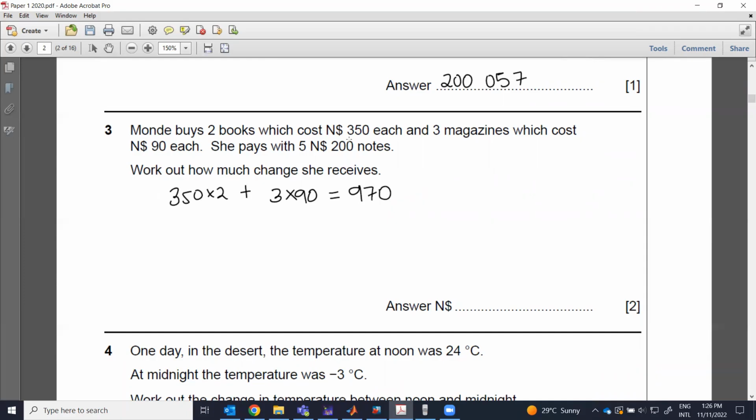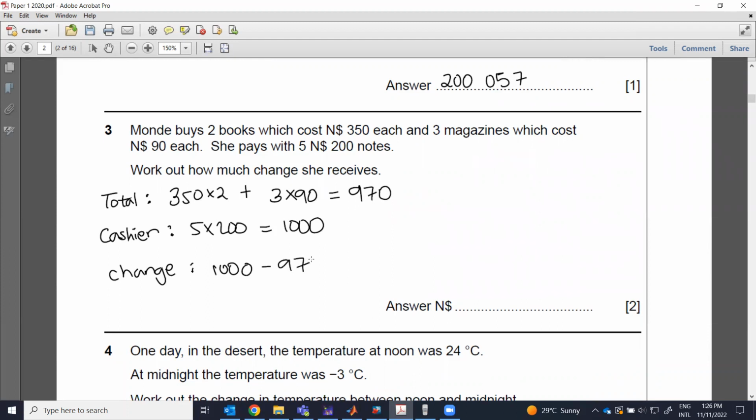Now we need to figure out how much she pays to the cashier. She pays with 5 $200 notes, so 5 times 200, this is 1,000. Then to work out her change, all we need to do is say 1,000 minus 970, and this is 30. So you don't need a calculator for that one. You can just work it out, but if you're not sure, go ahead and use your calculator to confirm.